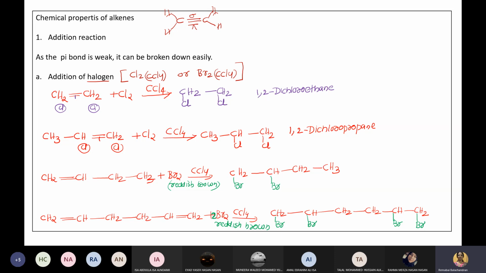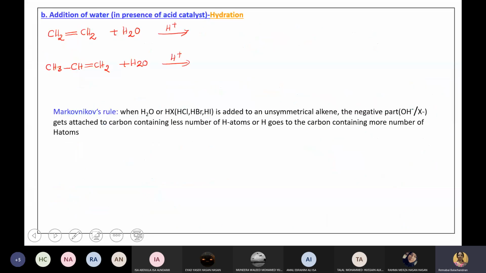Now, the speciality of this one, I told you, this compound is colorless. This compound is also colorless. What is the original one? What's the color of bromine? Reddish brown. So this can be used as a test for unsaturation. Did you understand? Test for unsaturation. What do you mean by unsaturation? Double bond and triple bond. Not just double bond.